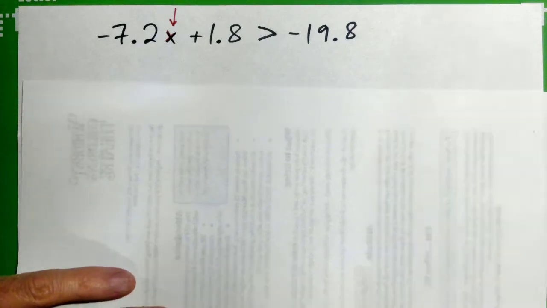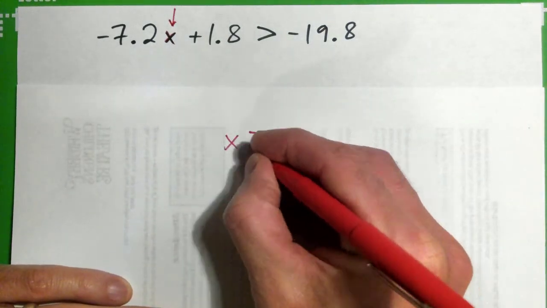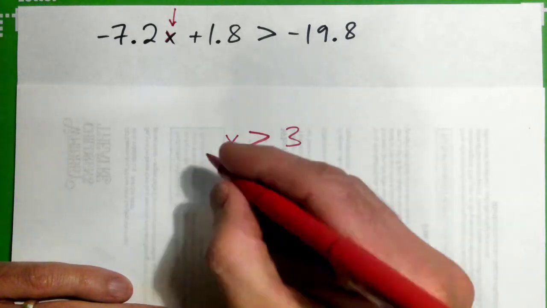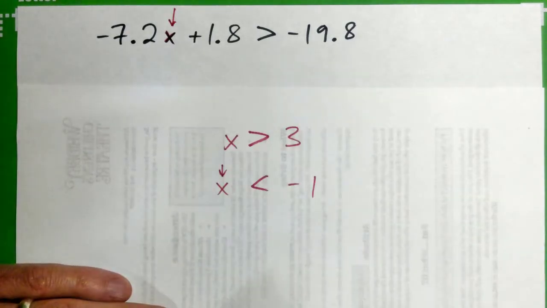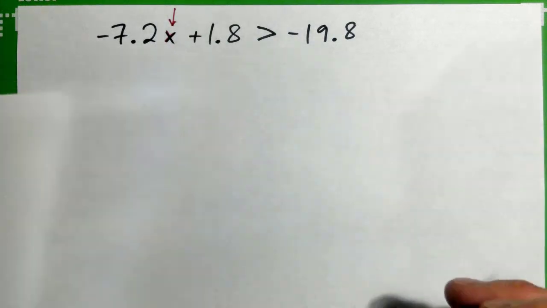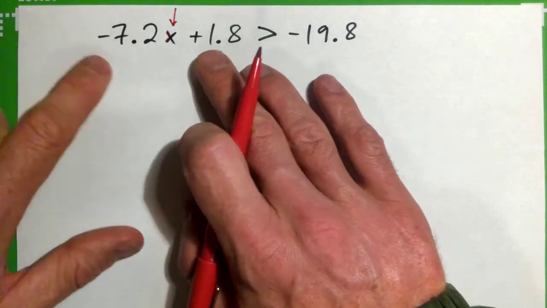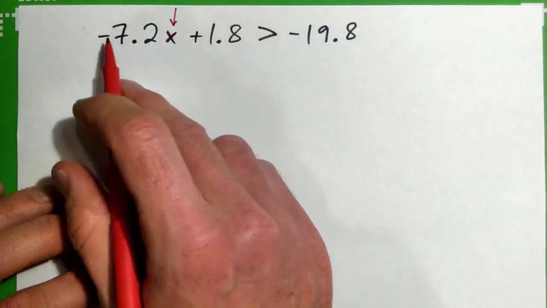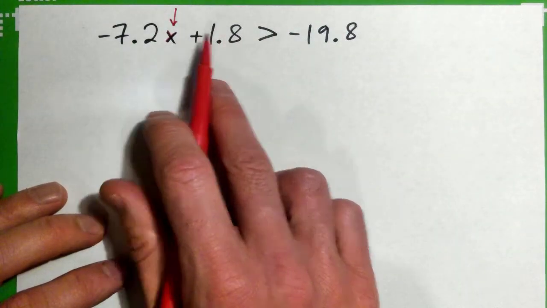So what we want to have at the end is something like x is greater than 3 or x is less than negative 1 or something like that, right? So we want to isolate the x just like if we were solving an equation. So we have to undo the operations that are applied to x to get it on its own. So it's being multiplied by negative 7.2 and then 1.8 has been added.